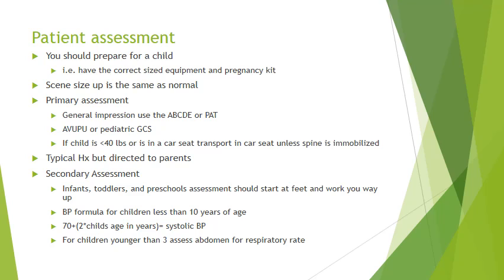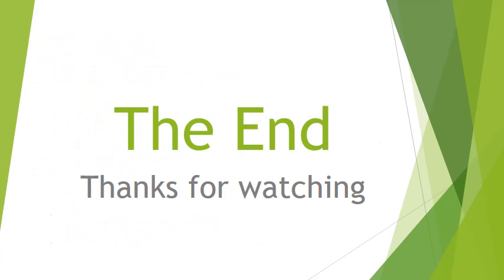Secondary assessment, infants, toddlers, preschoolers assessment should start at the feet and you'd work your way up. The BP formula for children less than 10 years of age would be 70 plus 2 times the child's age in years equals their systolic blood pressure. For children younger than 3, assess abdomen for respiratory rate.